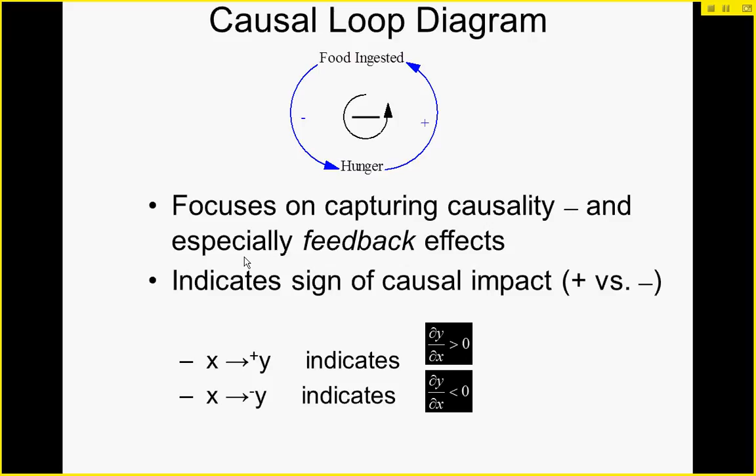We'll see that these diagrams can be elaborated to distinguish more types of things, and that'll be an interesting thing to look at. Right now I'm just focusing on this link here, and the thing to note is that if you change hunger, all other things being equal, food ingested changes in the same direction. Sometimes this is labeled with an S instead of a plus, for same. Similarly, if we have a negative link, they will change in opposite directions. So if you increase the amount of food ingested, all other things being equal, it will tend to lower the amount of hunger that you have compared to what it otherwise would have been.